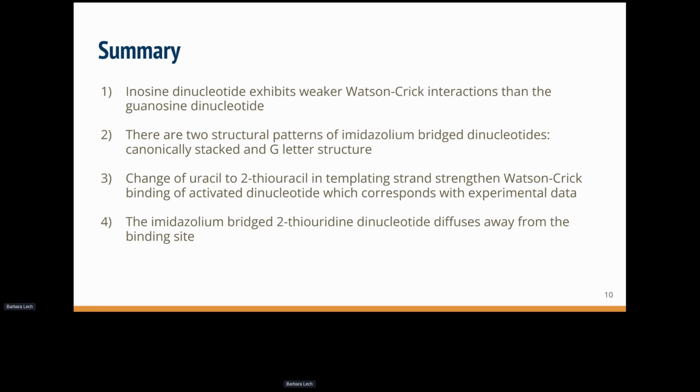Next, and almost the last thing, is that the change of uracil to thio-uracil in the complementary strand makes the system more stable, and that's proof of why the fidelity and rate of this process was higher. And the last thing that I already told: the imidazolium-bridged thio-uridine dinucleotide just diffuses away from the binding site, and that could be the reason that it's at the end of the RNA double helix. Maybe when it would be in the middle, it wouldn't diffuse away.